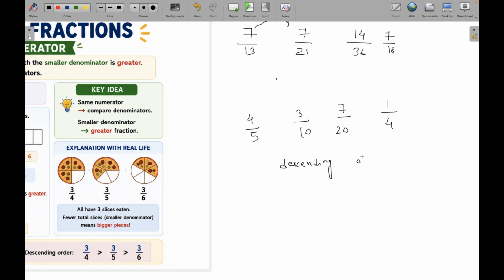Again, you have to follow the same process. You have to find the LCM and then you have to convert each of them to like fractions.